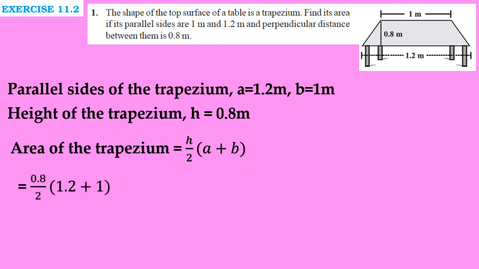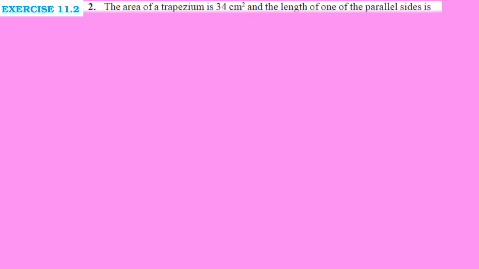So 0.8 by 2 into 1.2 plus 1. Decimals are there, so do it carefully. So it's 0.4 into 2.2, two decimals multiplying, so the product should have 2 decimal places. That is equal to 0.88 and the unit is meter, so it will be square meter or meter square. Right, now let us move on to question number 2.